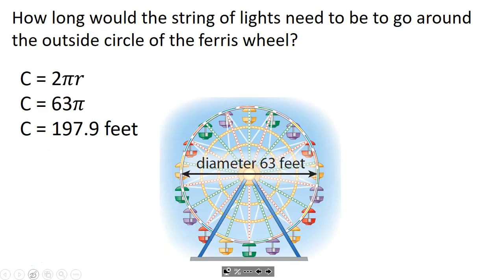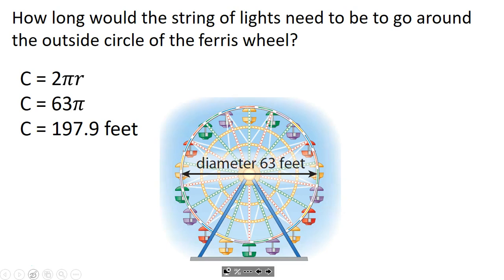This one says, how long would a string of lights need to be to go around the outside circle of this Ferris wheel? Well, that's just using the circumference. So we use 2 pi r. That's 63 pi. And then if we were to multiply 63 by pi, we get 197.9 feet.